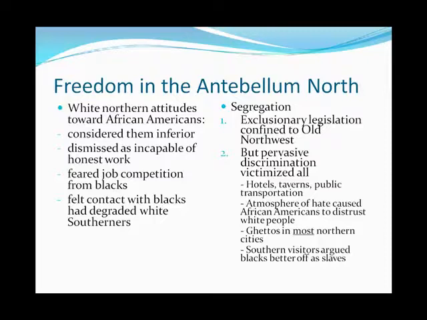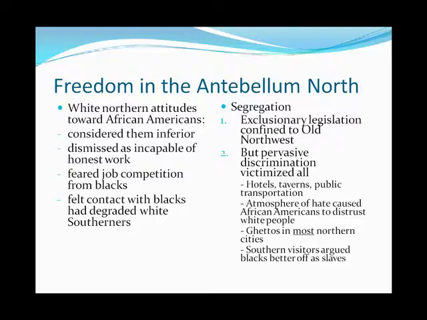Consequently, you've got segregation laws in northern communities. The only place that you have total exclusionary legislation would be in the states that were carved out of the old Northwest Territory, where they would make laws that would make it difficult for free blacks to migrate into states like Indiana. They would have to pay a bond guaranteeing their good behavior to come into those states.